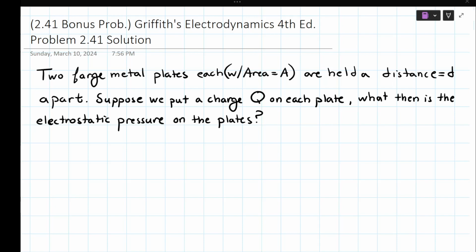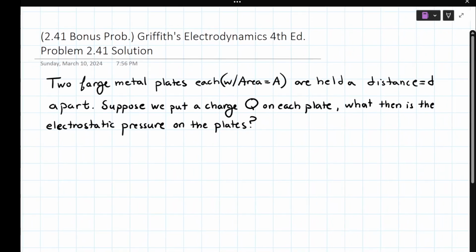Anyway, this is the solution to problem 2.41 in Griffiths' Introduction to Electrodynamics, 4th edition. And here is problem 2.41.